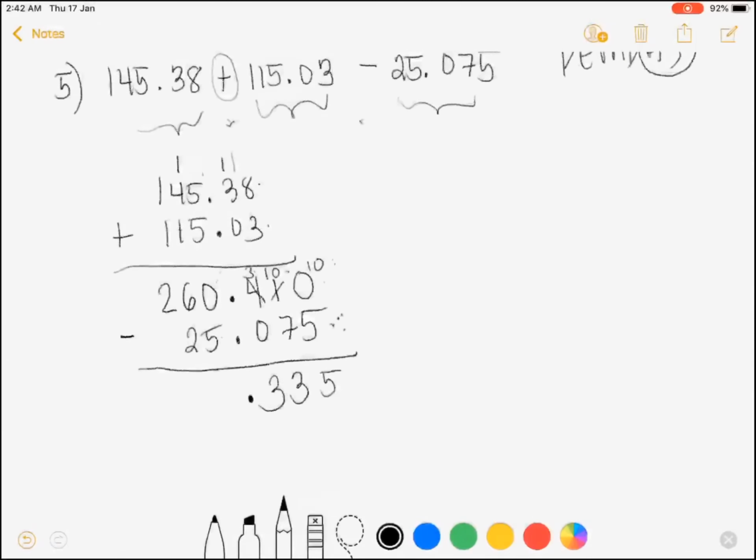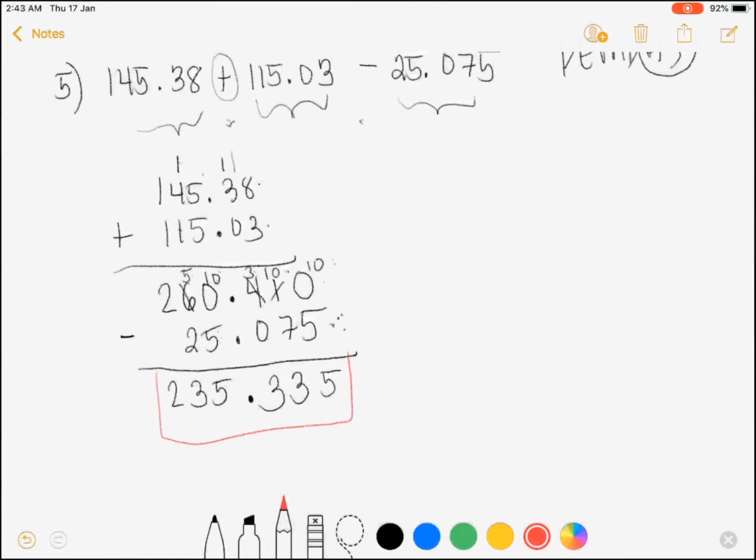And then, for the whole number, we have 0 minus 5 cannot be. So, magbabaraw tayo ng 1 sa tens. So, magiging 5 na lang siya, and then yung 0 magiging 10. So, 10 minus 5 is 5. And then, 5 minus 2 is 3. And lastly, bring down 2. So, therefore, our final answer is 235.335 or 235 and 335,000.